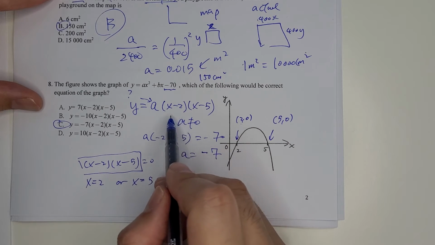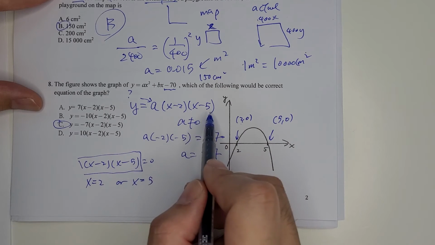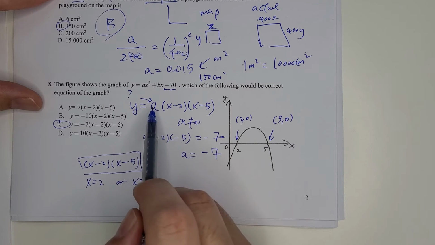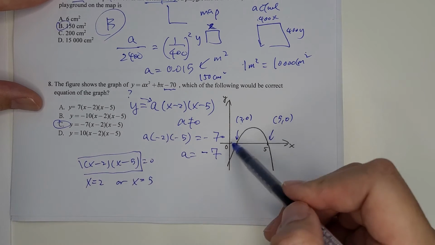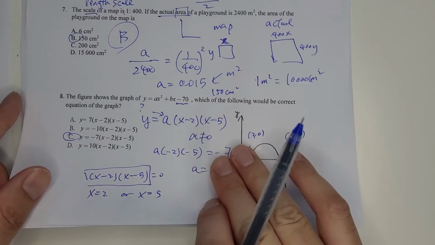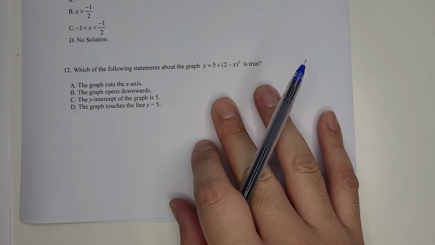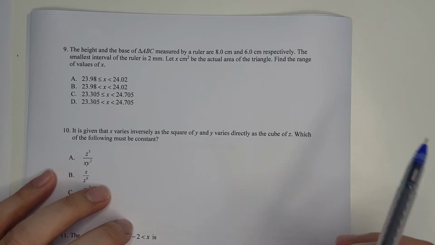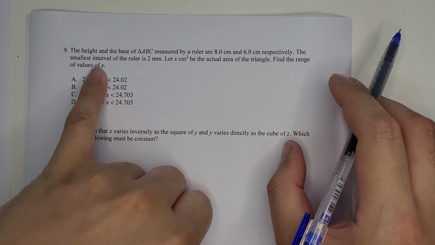There's 2 factors, x minus 2 times x minus 5. But remember to add this one. Okay? There's a constant a in front of it to control the opening direction of the quadratic graph. So let's move to question number 9.